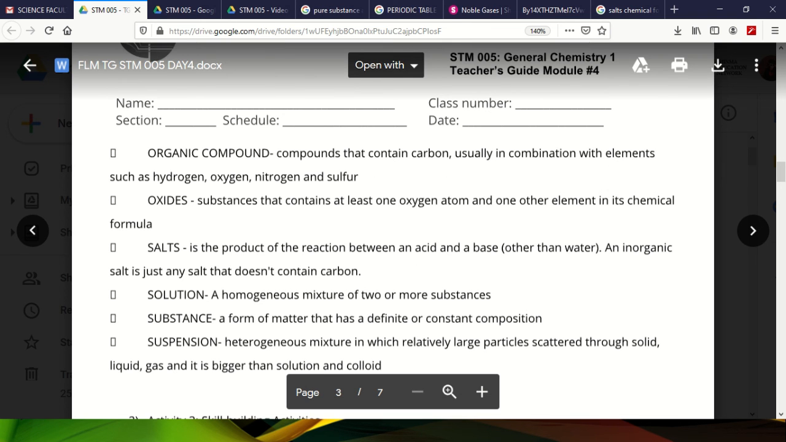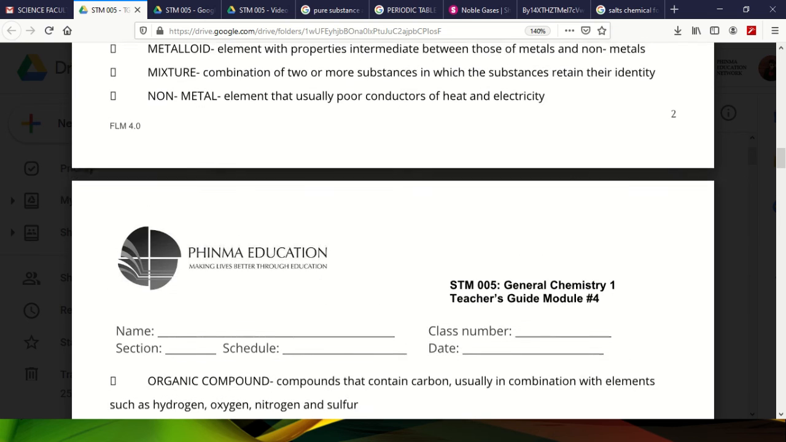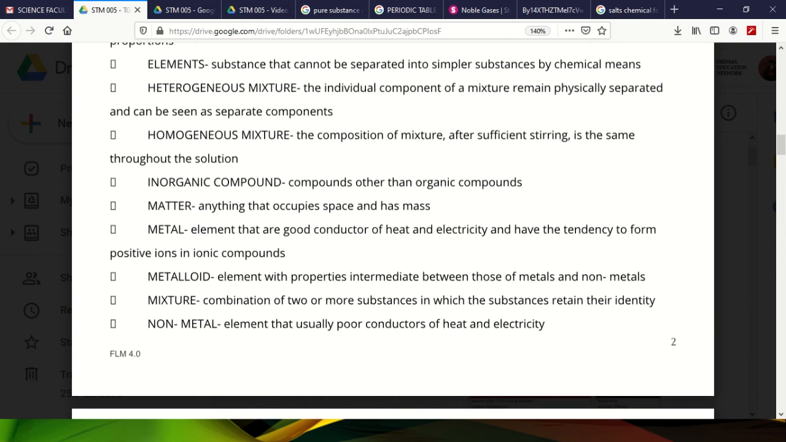Now, since we are already in the compounds, compounds are generally divided into two. They could be organic or inorganic. When we speak of organic compounds, these are compounds that contain carbon and hydrogen, with some addition of elements such as oxygen, nitrogen, sulfur, and phosphorus. For organic compounds, we have your methane, which is composed of one carbon and four hydrogen atoms. Another example for organic compound is acetic acid or the vinegar. It is composed of two carbon atoms, four hydrogen atoms, and two oxygen atoms.